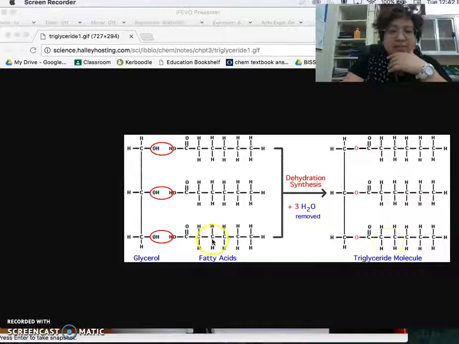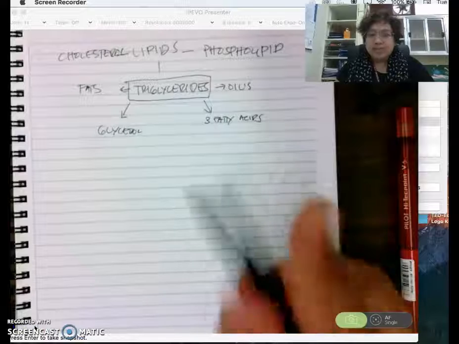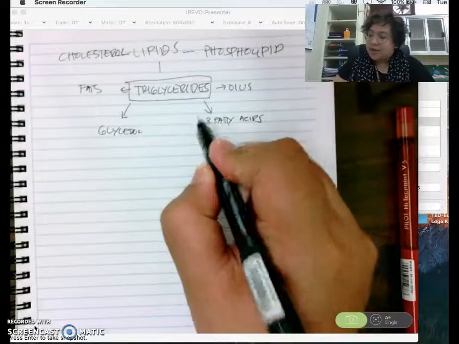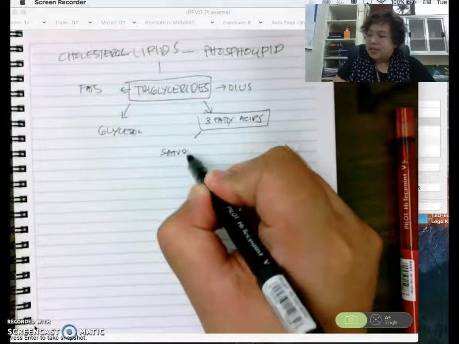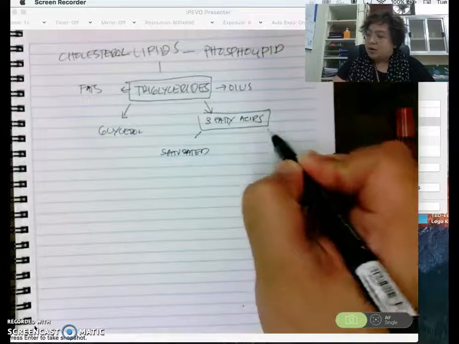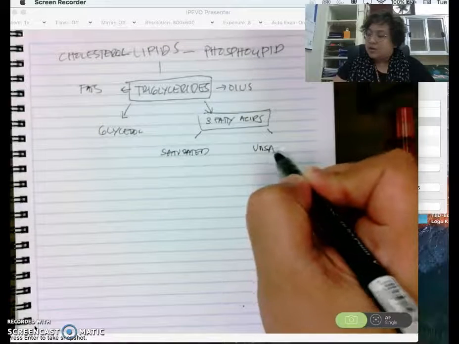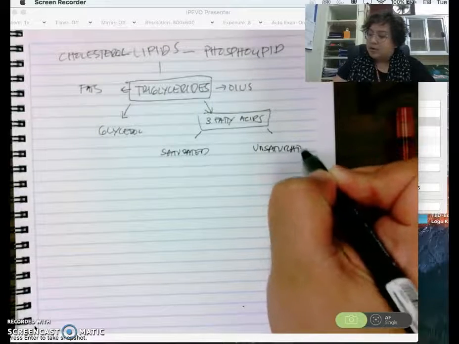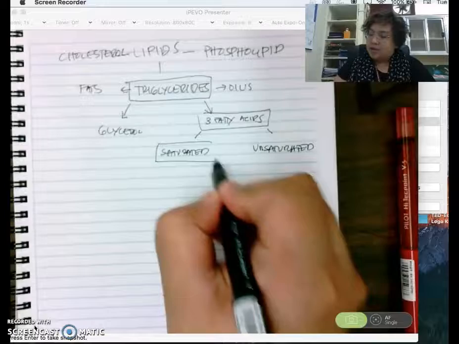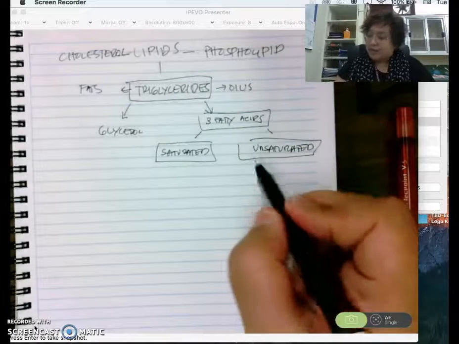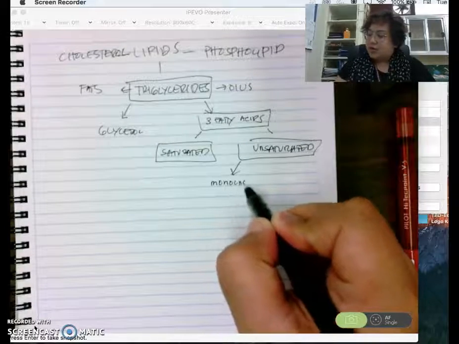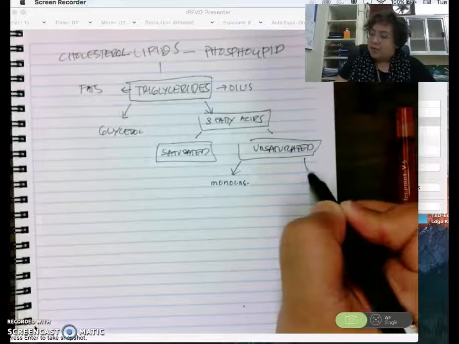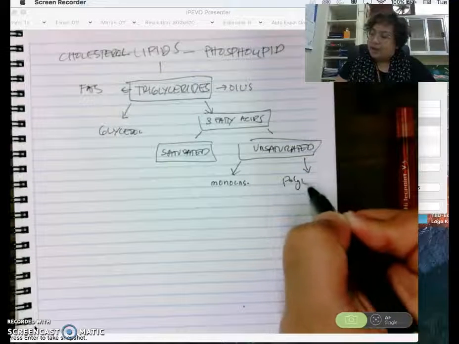Now, the fatty acids making up your triglyceride could either be saturated fatty acid or unsaturated. And your unsaturated fatty acid can either be monounsaturated or polyunsaturated.